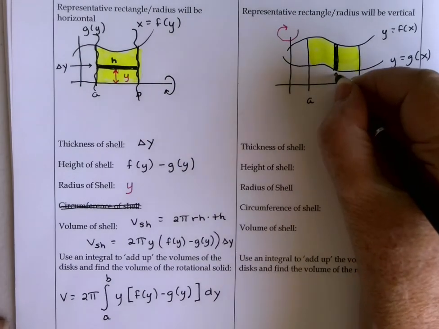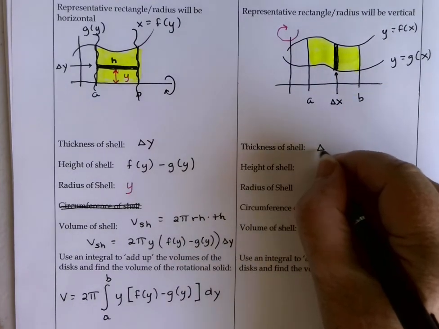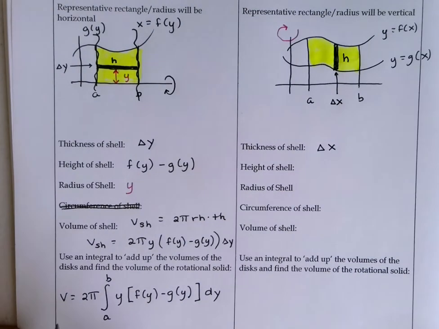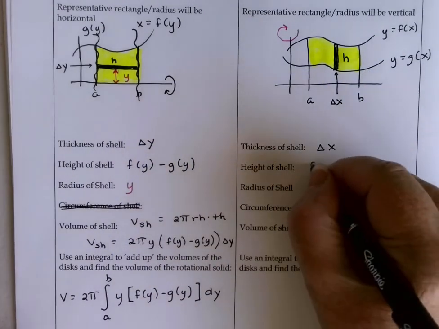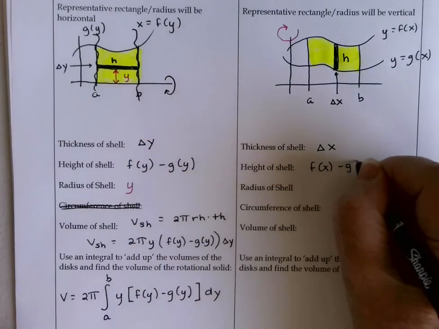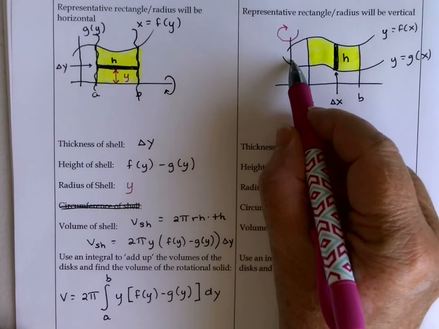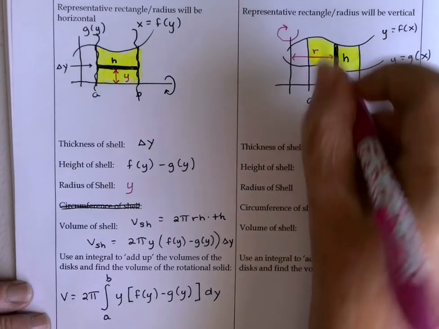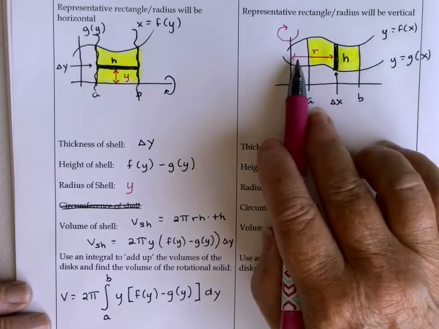meaning the thickness of the shell is going to be a little piece in the x direction, delta x. The height of the shell, I'm thinking top minus bottom here, so f of x minus g of x. And the radius of the shell, to do a radius, you always go from the axis of rotation to the rectangle. So my radius this time is going to be whatever x value we happen to be at. So this is x.